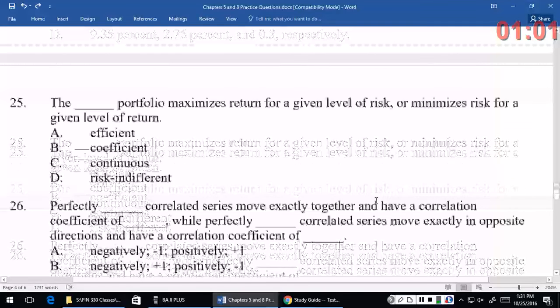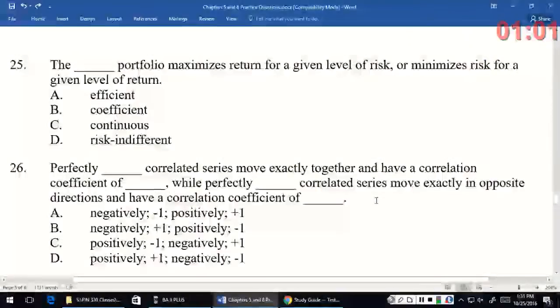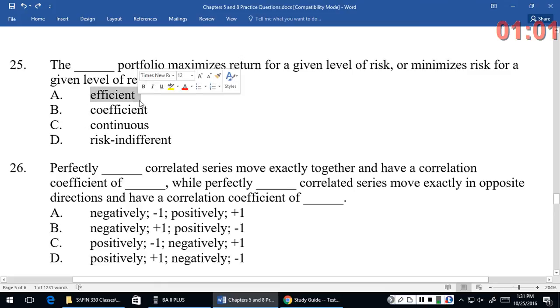All right, 25. The blank portfolio maximizes return for a given level of risk or minimizes risk for a given level of return. What do we call that? It's called the efficient portfolio. That's the group of assets that you put together that if you're going to take a certain level of risk, you want to receive the highest return from that group of assets, or you want to reduce your risk by as much as possible if you have a set return that you want to receive from that portfolio. So that is the efficient portfolio.